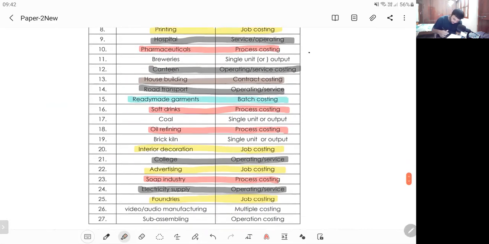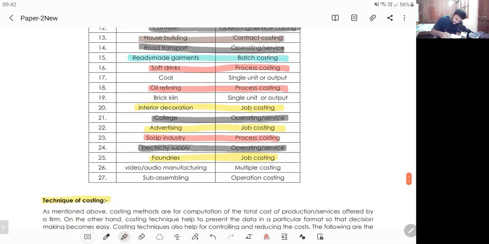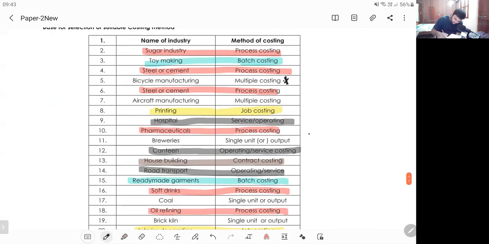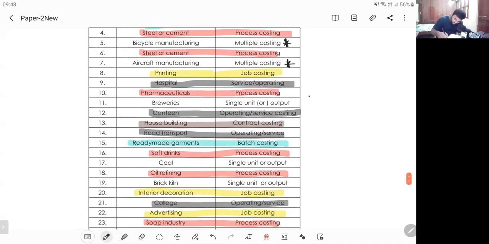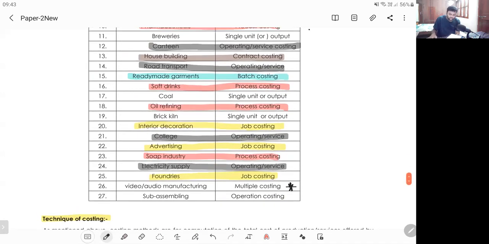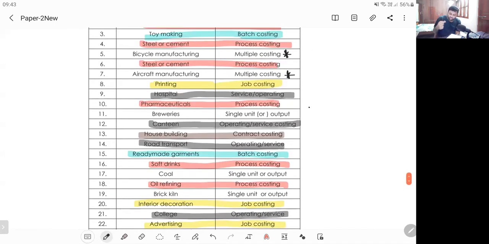Now, other than contract costing, other than these five methods, something is given as multiple costing. What is this multiple costing? Multiple costing means if more than one method is applied, it is called multiple costing. If you use more than one method of costing, we call it multiple costing.